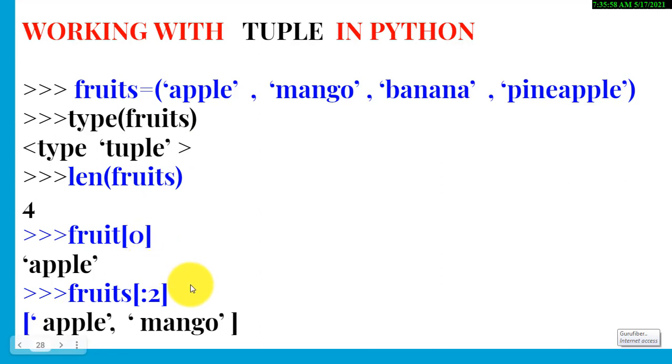Now if I want to work from the middle or from the end also, I can, like over here fruits colon 2. That means apple is at 0 value, mango is at 1 value, and banana is at 2. Since it is saying colon 2, that means it will take the values before 2. So we'll be getting the output as apple and mango.